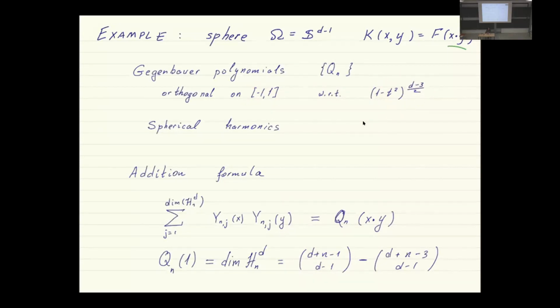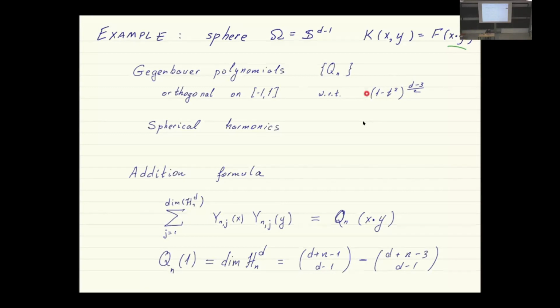It's not visible. What's on the top right? K(x,y) is equal... Okay, it just says f of x dot y. Sorry. Yeah. So your kernel is rotationally invariant, right? Okay. All right.